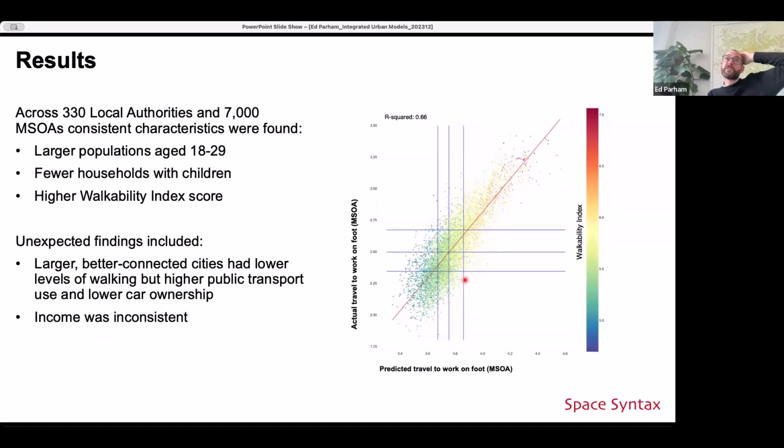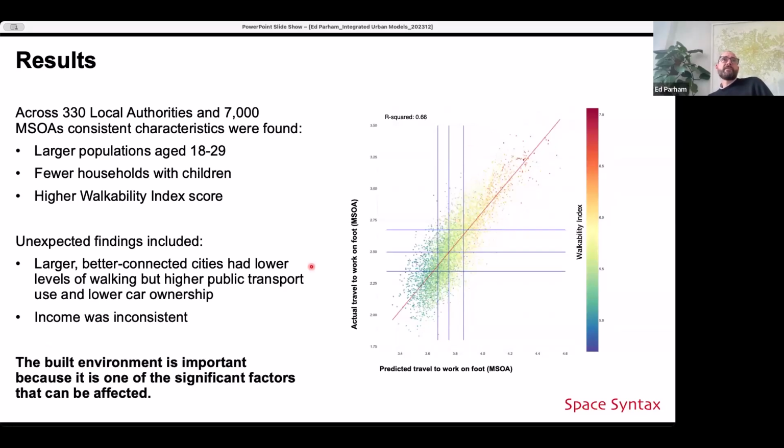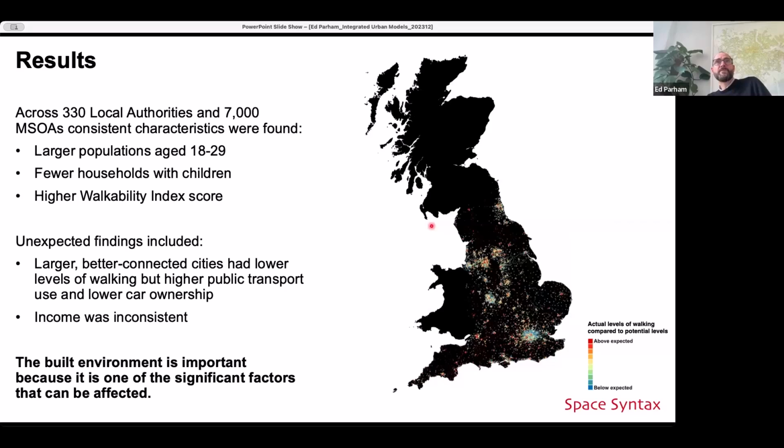We repeated that model for the 7,000 different areas at which the census is recorded, that's at MSOA. There's another level which is even finer scale, and the model is still working really well at that level. So the reason this is important, there are these 3 things which were more significant. The reason the built environment's important is because it's one of the things that we can change. So if you're a planner or a designer, that's what you can affect. If you run a city, you can't control the number of houses with children, you can't control the age of your residents, but you can do something about the built environment. And the walkability index means you can be really precise about how you make the built environment walkable.